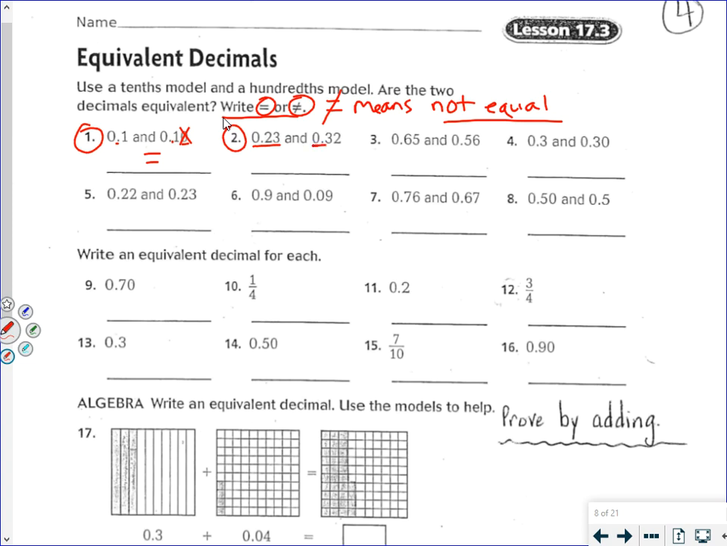0.23 and 0.32. Notice how we have a 3 in our tenths spot and a 2 in our tenths spot. These are not equal. Try out these ones by yourself. Pause the video.